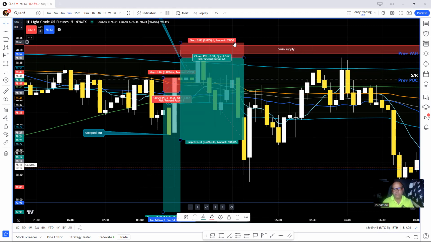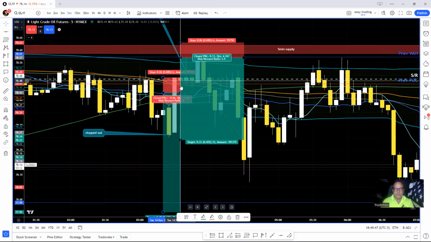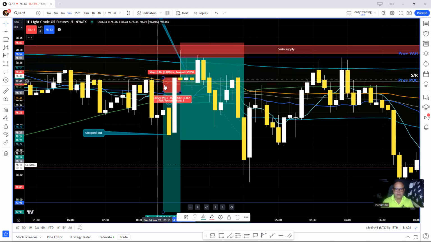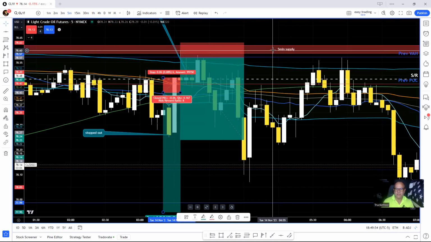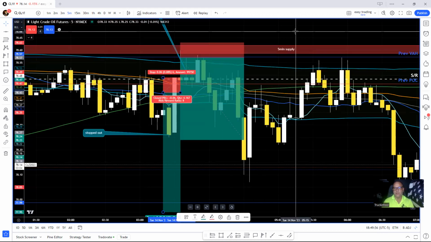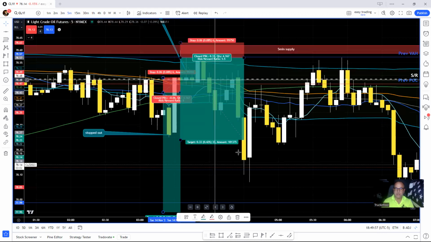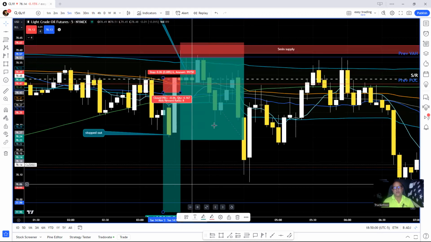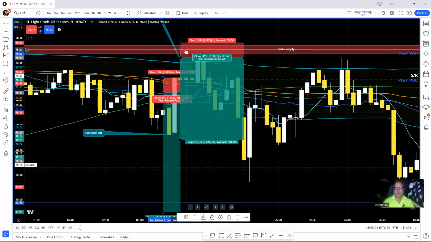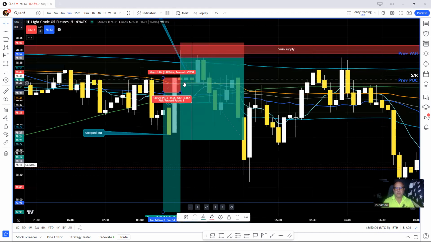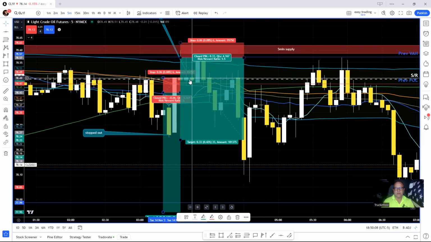But it used a lot of strength just to get through all these levels here. I doubt it had enough strength to continue on and just blow right through a 5-minute supply without some kind of reaction. So it did hit. It went about halfway through that supply zone and reversed. And then it started just playing around down here, not really going anywhere.